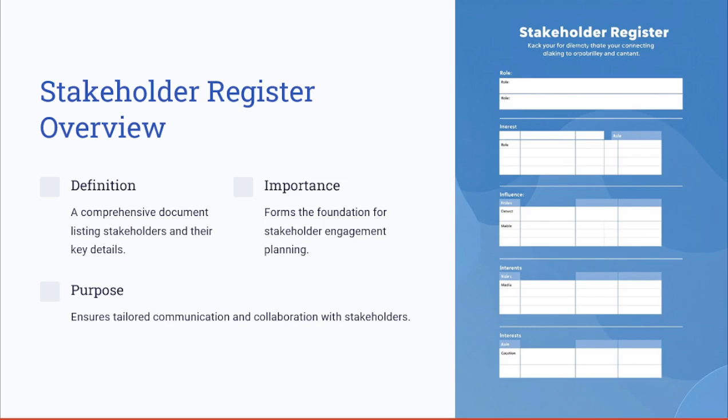Again, to highlight what exactly the stakeholder register is, we can consider it a comprehensive document listing all of the stakeholders' roles, interests, influence, and expectations. It forms the foundation for stakeholder engagement planning, ensuring tailored communication and collaboration. This register is essential for project managers to maintain focus on all key individuals and groups impacted by the project's success.